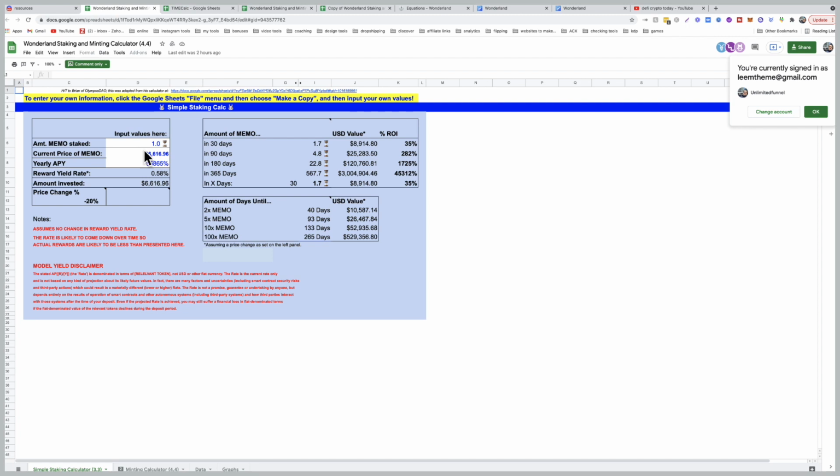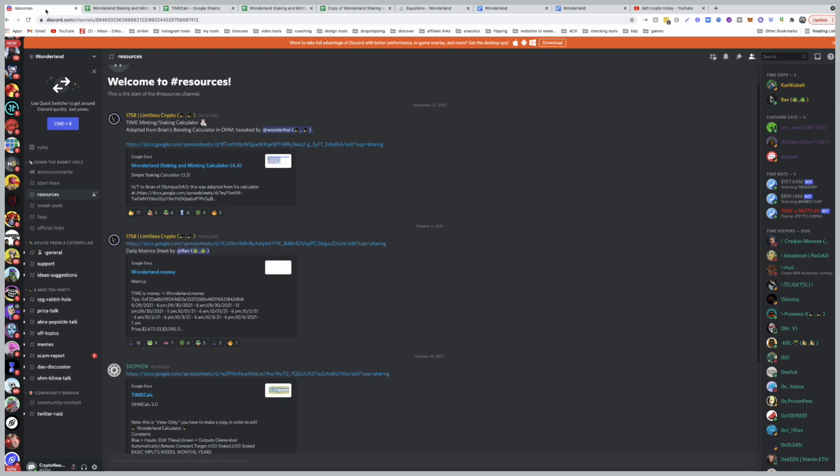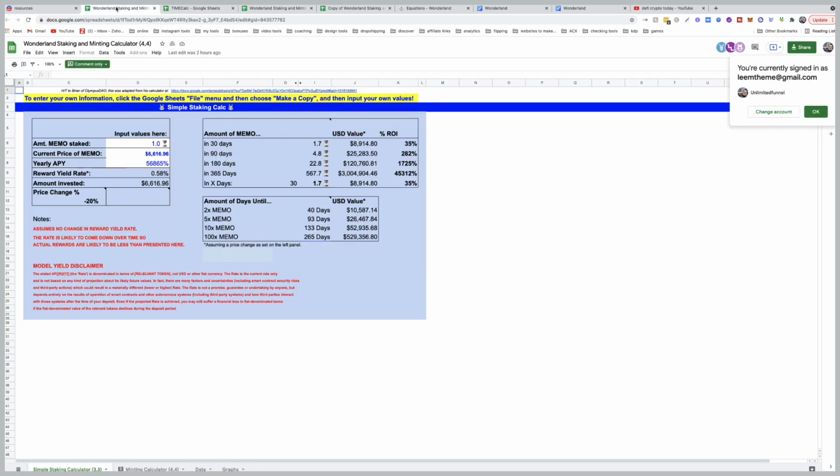So here's the calculator, and I got this calculator from the Discord of Wonderland. I'm going to have a link in the description, but I encourage you to join the Discord, and you can find the calculator in the resources. It's a good way for you to communicate with the community and the admins. It's pretty healthy. It has changed a lot since the first day. If you want to edit the information here, you go to File and make a copy, and then it will give you access to put your own inputs and update it the way you want.